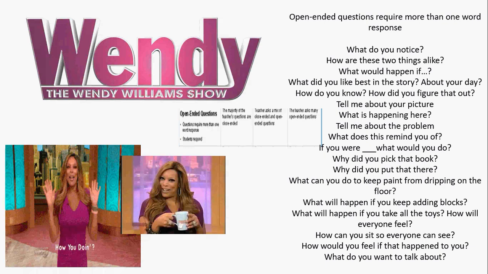What would happen if you keep adding blocks? What would happen if you take all the toys? How could you sit so everyone can see? How would you feel if that happened to you? And of course, if children don't want to talk, what do you want to talk about? So, open-ended questions actually stimulate children to talk and respond, to us and also to one another.